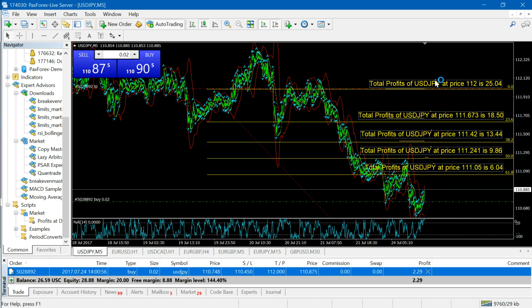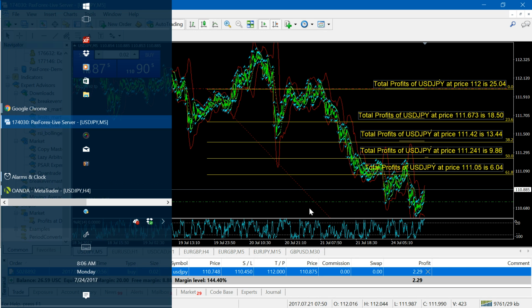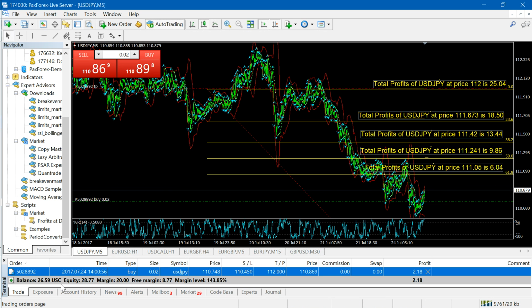Now, we have a balance of $26.59 in this account. And by the way, we're at Pax4X, of course, one of my favorite brokers of all time right now. I love these guys, and the reason why is I'm able to run at 500 to 1 leverage with a small account like this. And as you can see, we are already up to a little over 10% of its value.